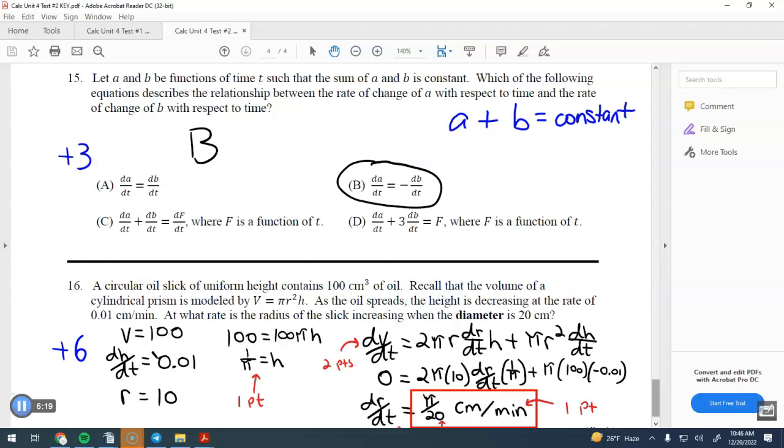So I know that A plus B is a constant. That's literally the only thing I have to go off right now. So that's my equation. Well, if I want to know how they're changing with respect to time, that means I've got to go down a level. So I'm going to take the derivative. What's the derivative of A?